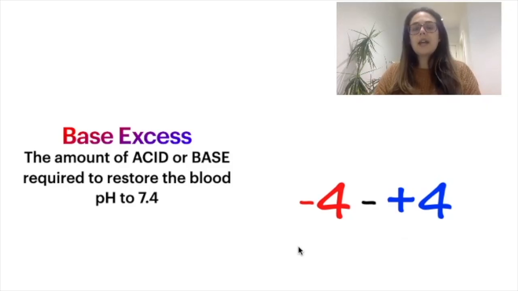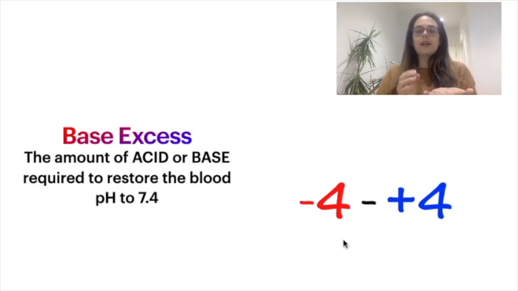So, to put that into some kind of English that's easier to understand, if we had a sample and it was, say, -6, then that means we need that amount of base to be added to the sample of the -6 to correct it to normal. I hope that makes sense.